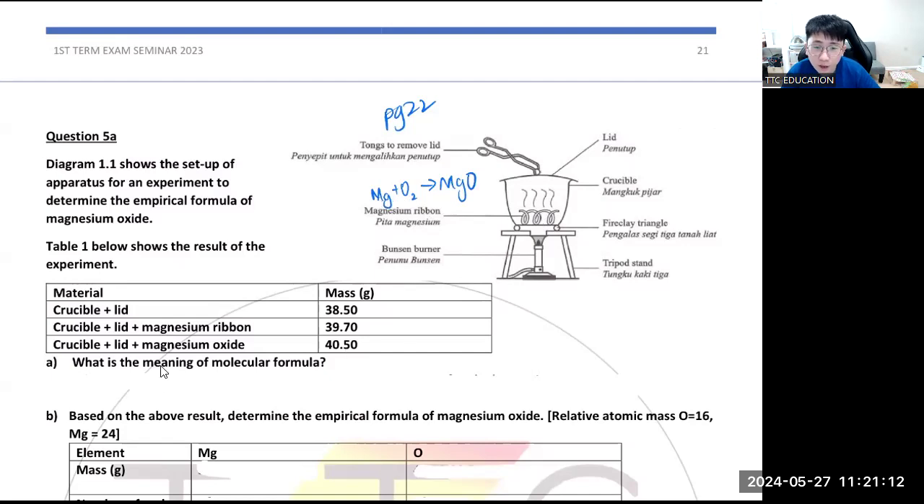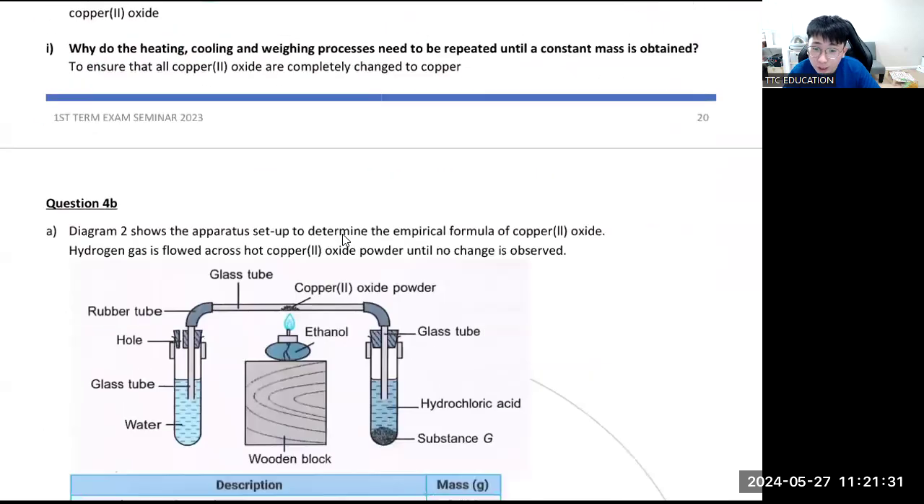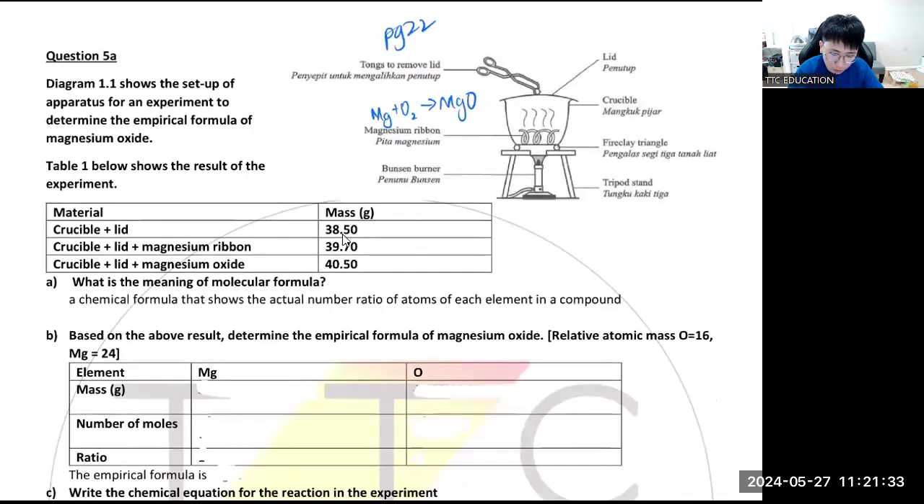So again, guys, what is the meaning of molecular formula? We asked earlier about the meaning of empirical formula. The definition of empirical formula is that it shows the simplest ratio of atoms for each element in a compound. But what is molecular formula? Everything is the same, but you change the simplest ratio to the actual ratio. It shows the actual number ratio of atoms of each element in a compound. So the definitions for empirical and molecular are the same except you change the simplest ratio to the actual number ratio.